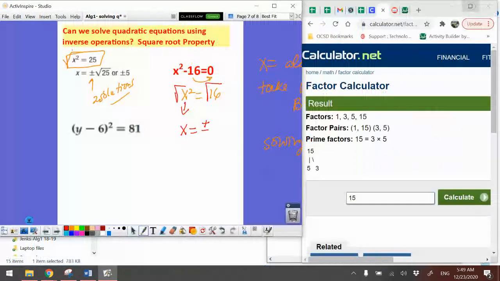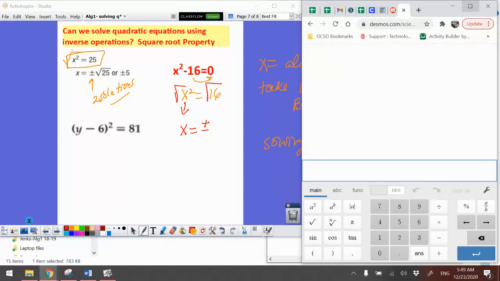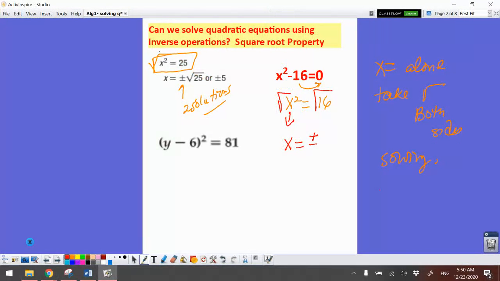And if you are struggling remembering how to do that, let's take our Desmos calculator. I'm going to put a 16 in here. There's my base. The base is 4. You're looking for the base numbers. So the answer is positive or negative 4, which means my factors would be x minus 4, x plus 4, which makes sense because that's a perfect square.